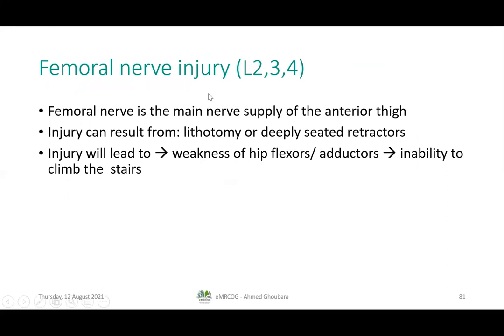Femoral nerve injury is very common, especially after abdominal hysterectomy. Why? Because of the deeply seated retractors. What does it mean? I told you the patient will come complaining of inability to climb the stairs, with weakness of the hip flexors and abductors.